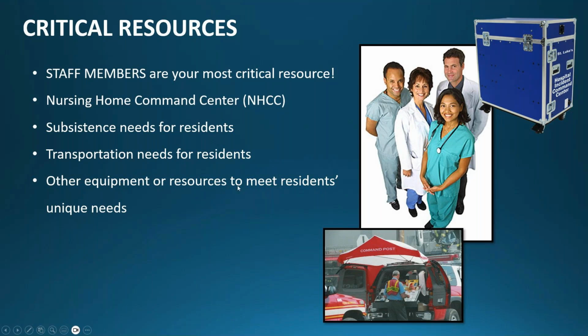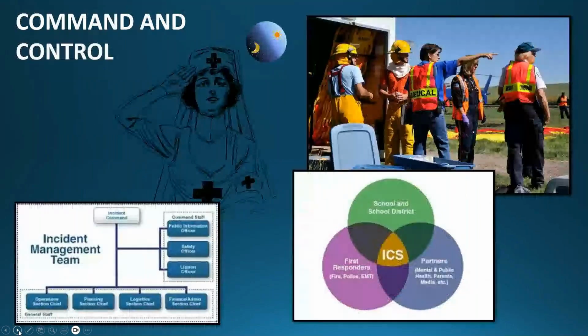And then other equipment and resources to meet the residents' unique needs, and so that's everything from bariatric wheelchairs and bariatric beds to oxygen concentrators and BiPAP and CPAP machines. It's walkers and wheelchairs and hearing aids and dentures. It's everything that folks need to manage their care.